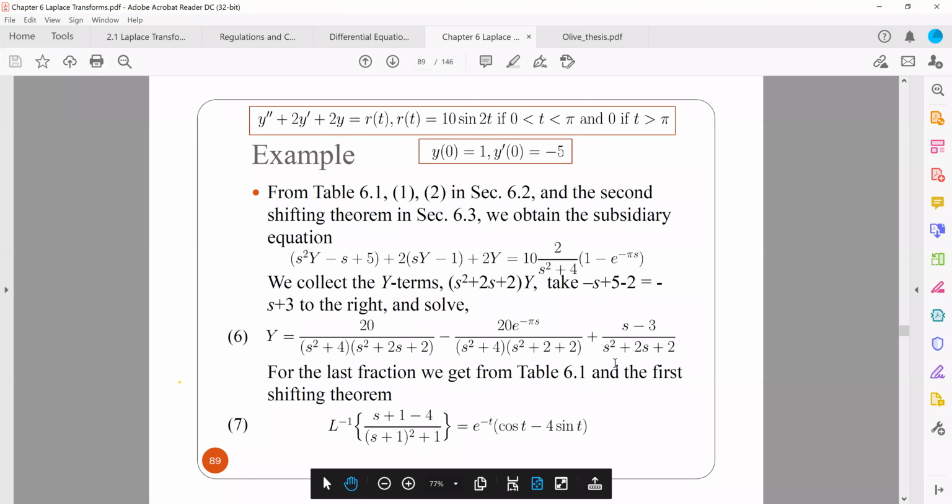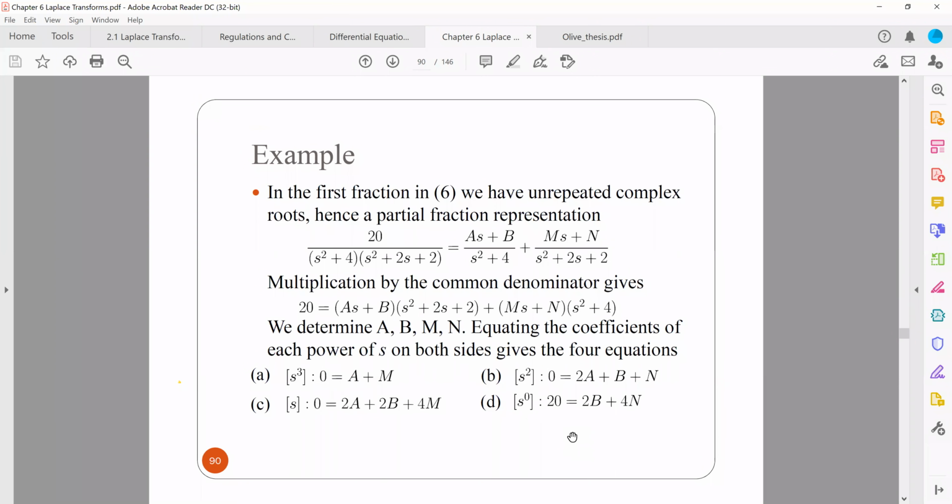I hope you remember what we did last time. We completed the squares and then we wrote it in this manner. Then because we have (s plus 1) squared, we also write the top part in this manner. So we make it s plus 1, because it's minus 3 here, we end up with minus 4 here. And then we can write it in terms of a cosine and a sine.